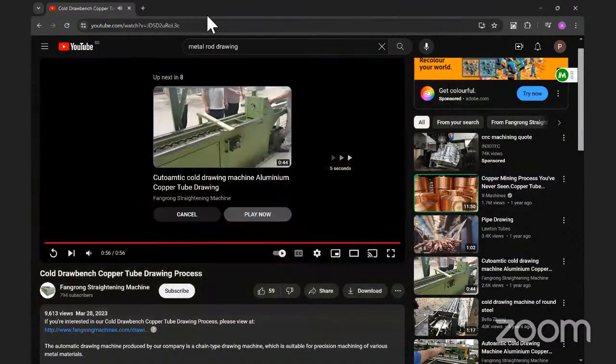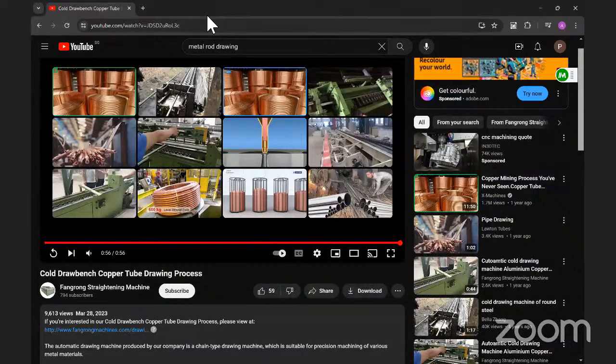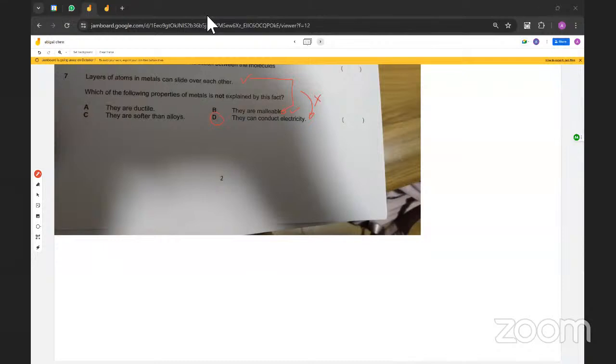I don't know how long he wants, but something like that. Now that is an example of the ductility of metal. Any metal can do that. Clear? Yes. Now, is this also layers of atoms in metal sliding over each other? Yes, correct. So this explains that.